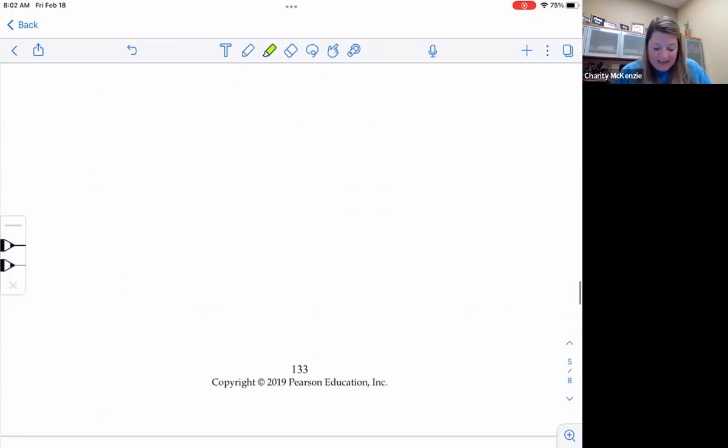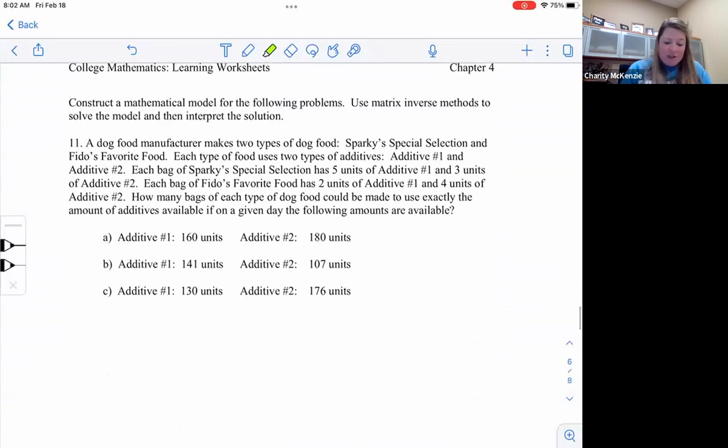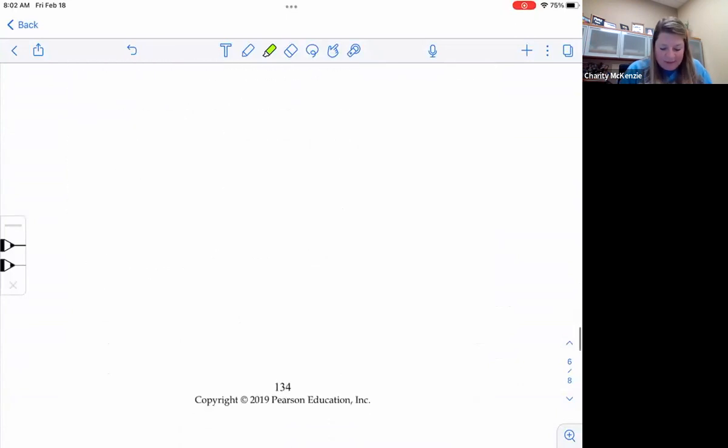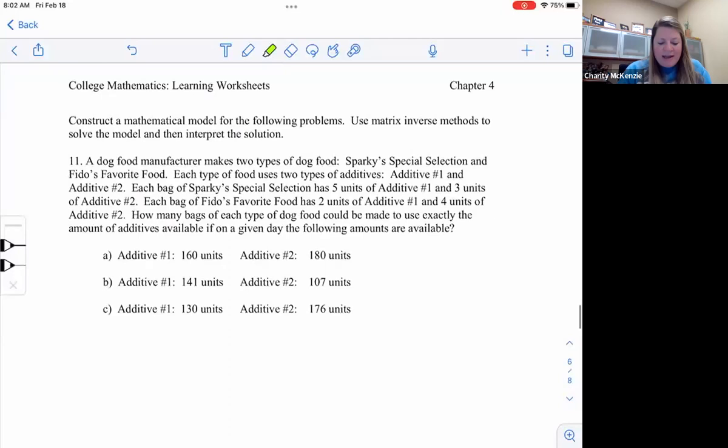Same idea for 10. They always do a couple. Okay, definitely want to do this one. I thought there was, look real quick. There's 12. I think those are the only 2. Okay. So construct a mathematical model for the following problem.